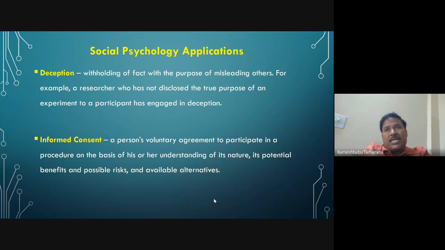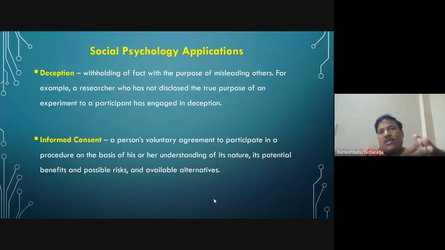So in order to get the proper data, you need to withhold the purpose of the research study for a while, at least until they finish the study, because later you need to give the information. So you are withholding information about the actual reason you are conducting the study, in order to get accurate data, right? So the researchers might engage in deception.